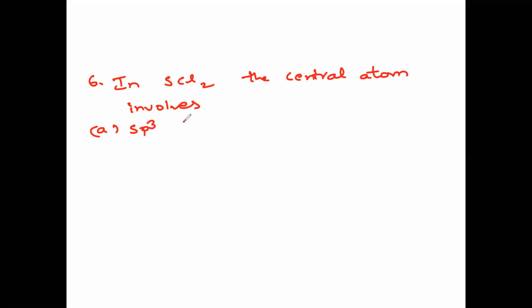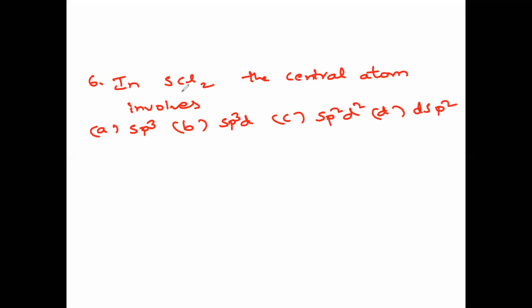Next question, question number 6. In SCl2, sulfur dichloride, the central atom involves: first option sp3 hybridization, second option sp3d hybridization, third option sp2d2 hybridization, and fourth option dsp2 hybridization.